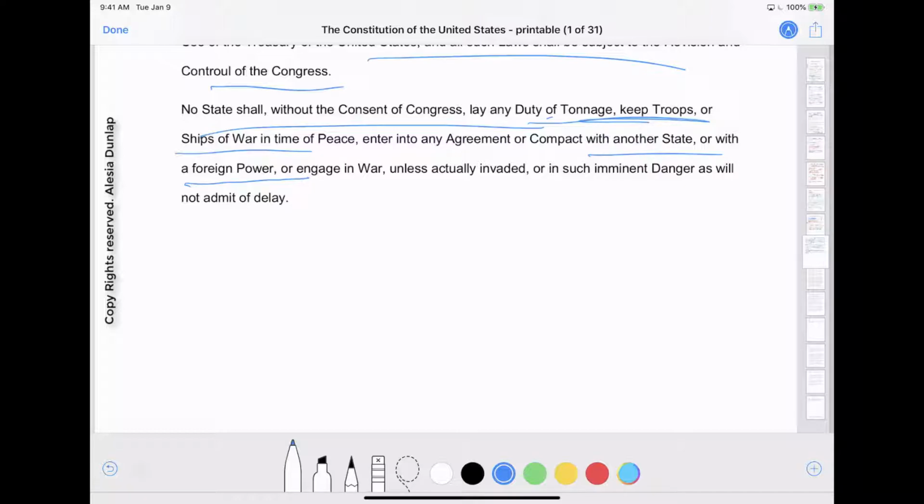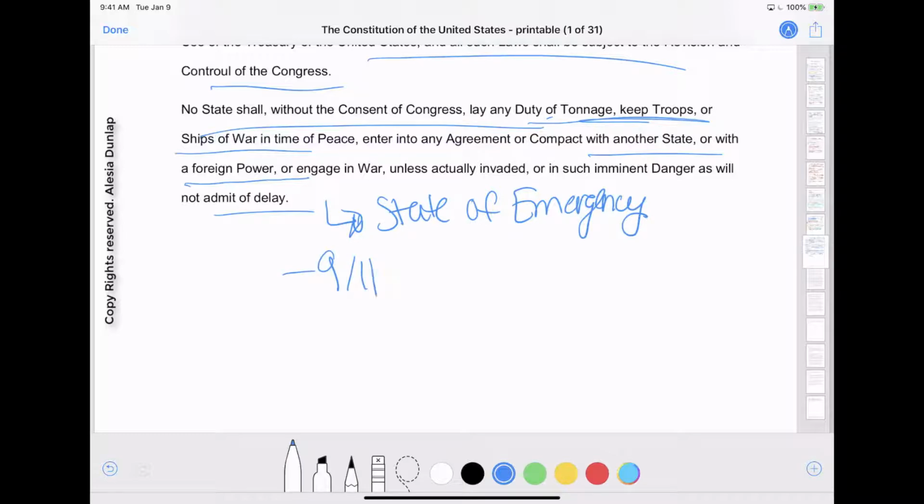They can't fight a war without the approval of Congress, except in defense against an invasion or in extreme emergencies where there is no time to consult Congress. So, there has to be a state of emergency. And some of these things you can learn, it was more like 9/11, where we have some of these things taking place.